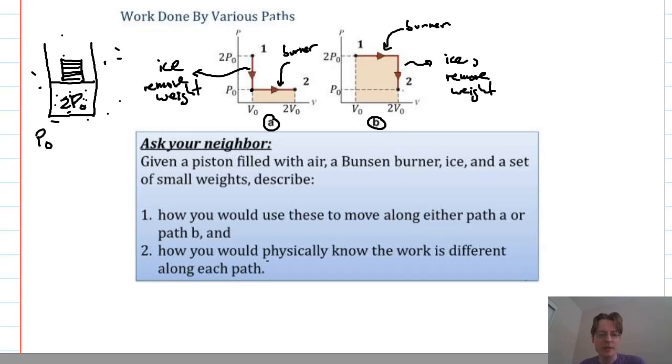How would you physically, intuitively know, how could a child know that option B gives way more work than option A? The answer is, in option B, wasn't the gas expanding with all these weights on top of it? And aren't you doing more work if you're lifting more weights? Sure. Option A, you took the weights off and then it expanded. It means it was only lifting the piston alone, hardly any weight at all.